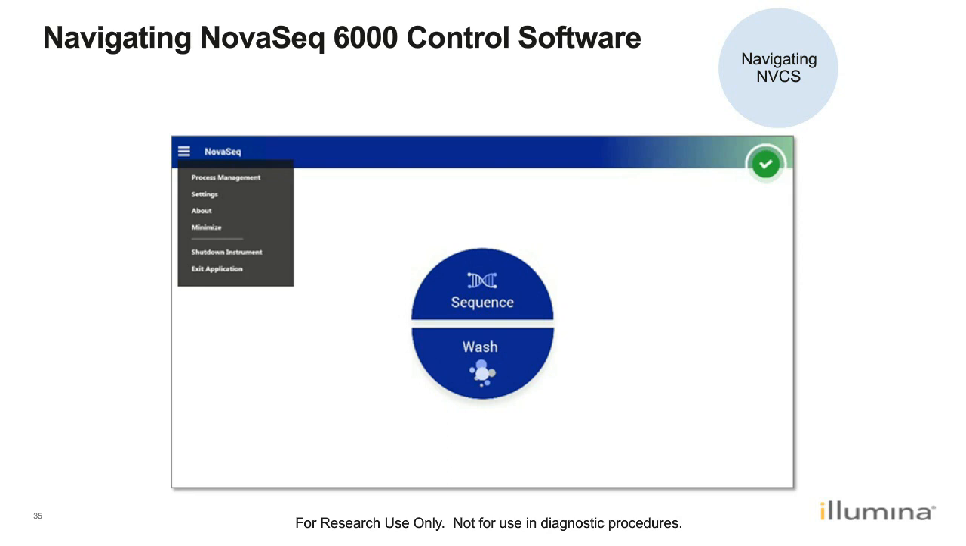So now that the run is ready to be set up on the NovaSeq instrument, let's just take a brief tour of what the control software looks like. To the top left will be the hamburger menu. From this menu, we can minimize the software to access Windows. We can close the software, which will exit to Windows. We can initiate a power cycle. And we can also check the data transfer status as well as change some settings.